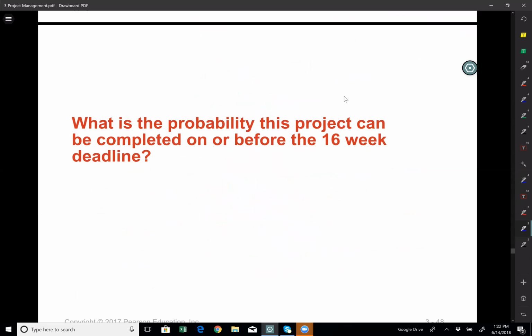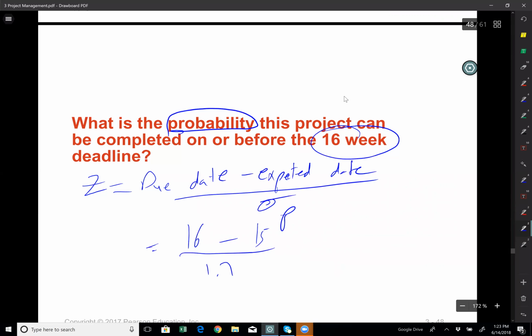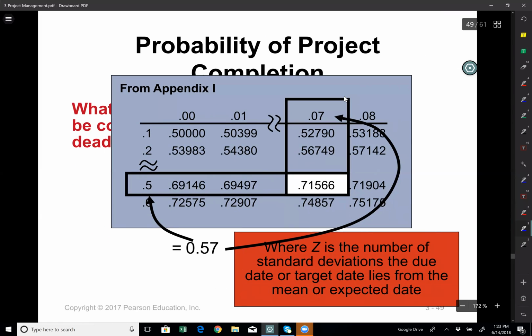So what's the probability? I have a question: what's the probability this project can be completed on or before the 16-week deadline? To do that, I need to calculate my z-score, which is the due date minus expected completion date, divided by the standard deviation for the project. So the due date in this case is 16 weeks, minus the expected date of 15 weeks, divided by 1.76, the standard deviation we calculated. That would give you the Z score. And if you look at a table in a textbook or online, a 0.57 Z score will give you a probability of 71.566%. So it's roughly 71.56% that my project will be completed before 16 weeks.